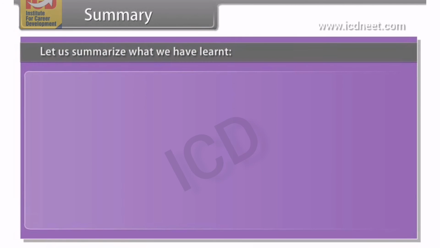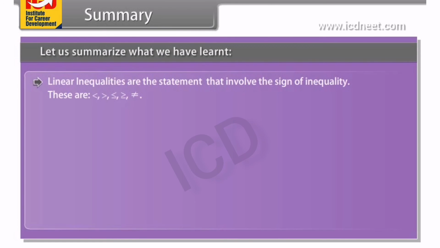Summary. Let us summarize what we have learned. Linear inequalities are statements that involve the sign of inequality. These are less than, greater than, less than or equal to, greater than or equal to, and not equal to.